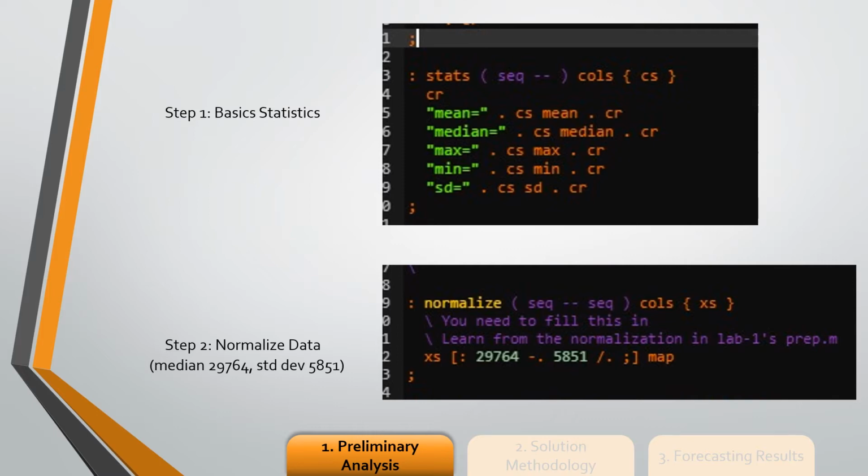Second, we need to use the mean and standard deviation to normalize the data for both train and test datasets. Here we are using x minus 29764 divided by 5851. This is to ensure the mean of the transformed data is about 0 and most of the time the magnitude is less than 1.